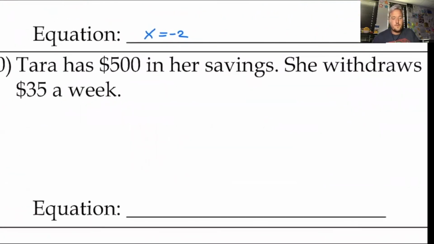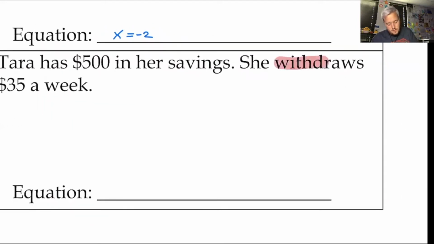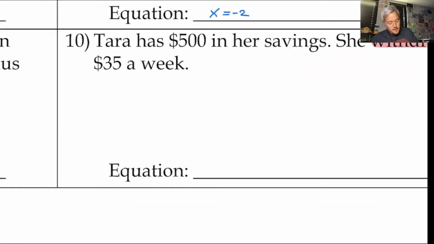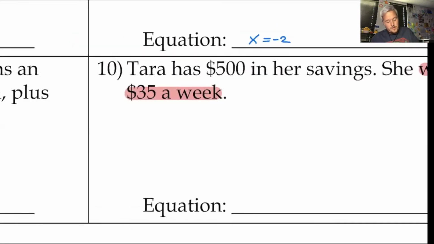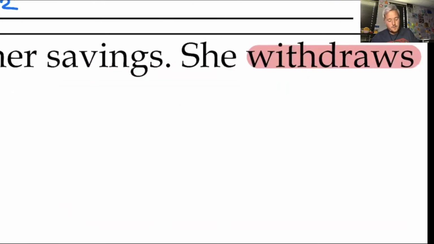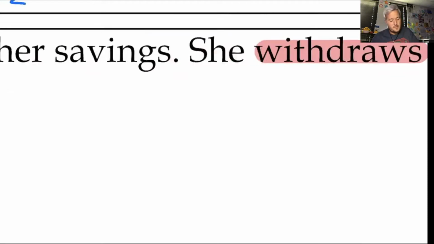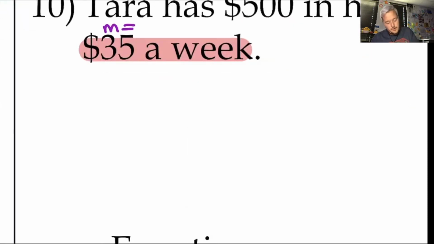All right, so now for this one, Tara has $500 in her savings and she withdraws $35 a week. So our keyword here, there's actually two keywords in this phrase. The fact that she's withdrawing money, $35 a week. So that tells you $35 here, that's your slope. However, because she's withdrawing, she's actually losing money. She's taking money out of the account. So the amount is actually decreasing, which tells you it's going to be a negative slope.